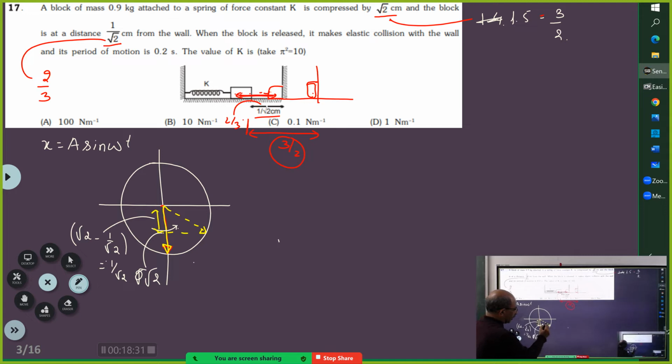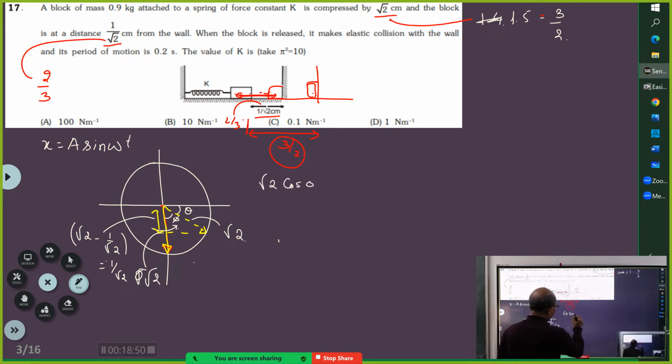So now this vector is having value root 2. If you take this as theta, and this as phi, either way, if you take it as phi, then a cos phi, that is root 2 cos phi, will be equal to 1 by root 2. Correct? Therefore, phi will be equal to 60 degrees, and theta will be equal to 30 degrees. Correct?